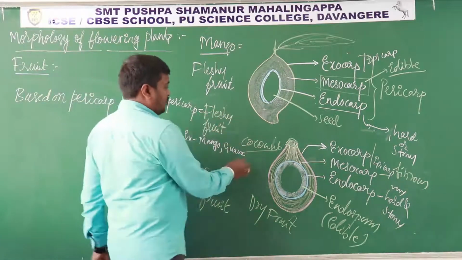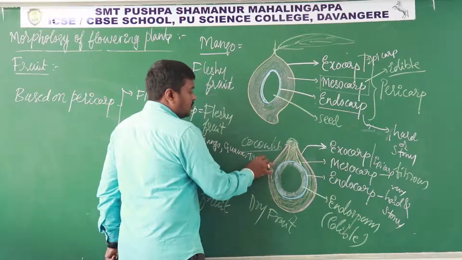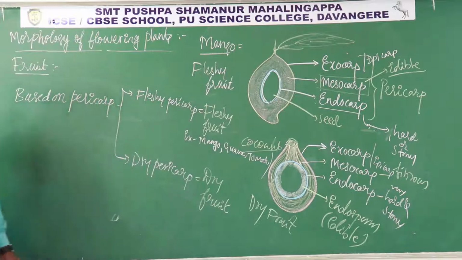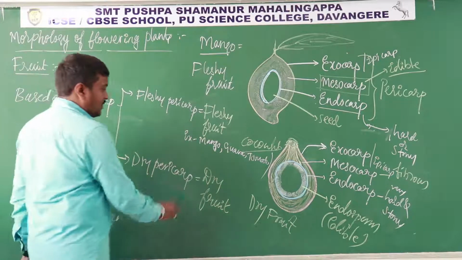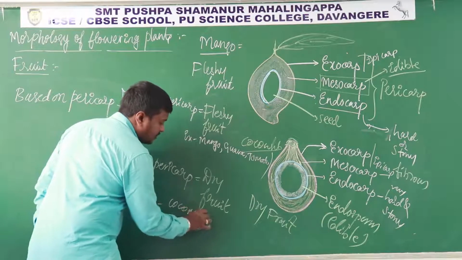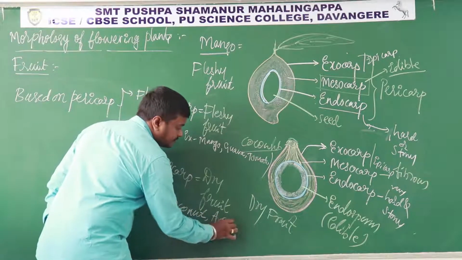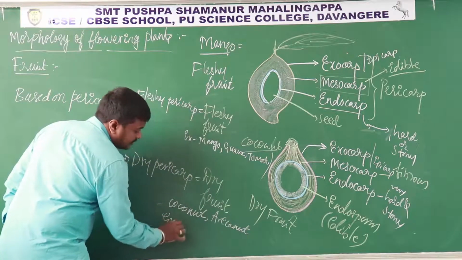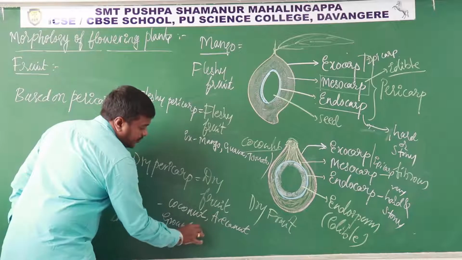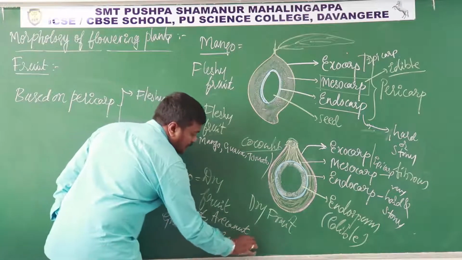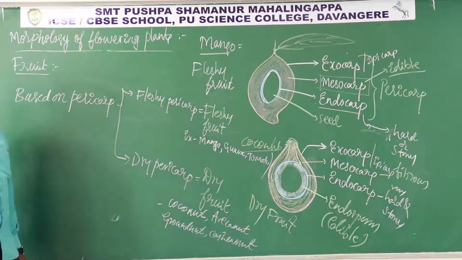So don't tell that tomato is not like a fruit. Actually technically tomato is also fruit. Okay, so dry fruit can give coconut, areca nut, groundnut, cashew nut. So these are all examples for dry fruits.